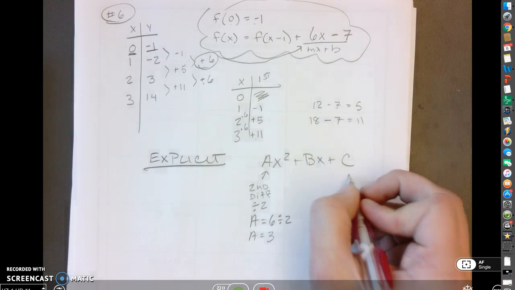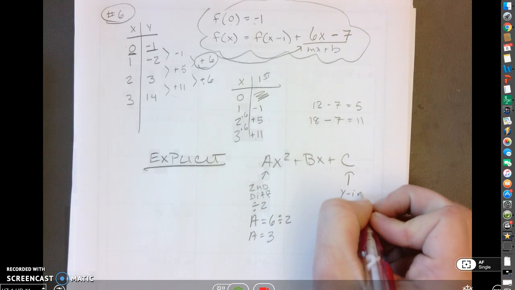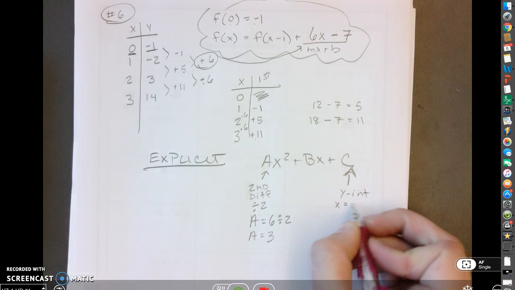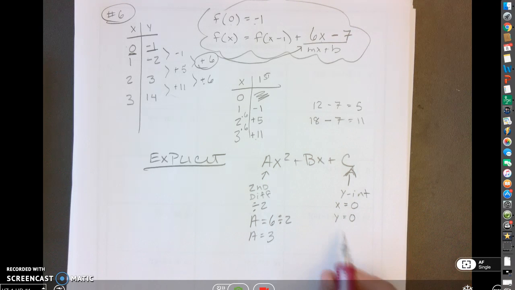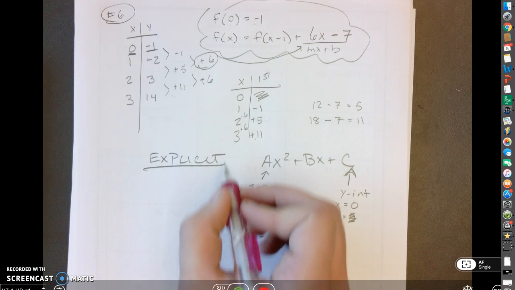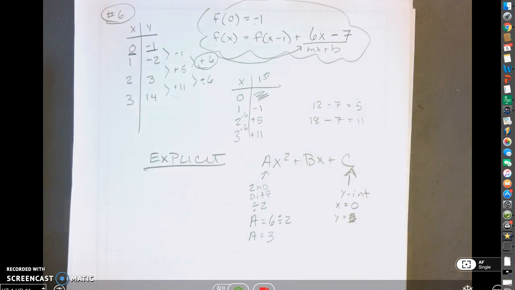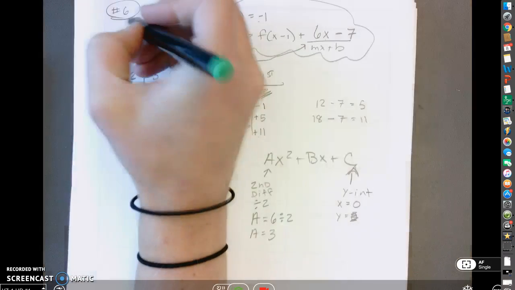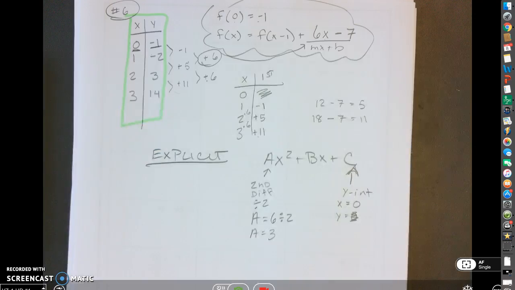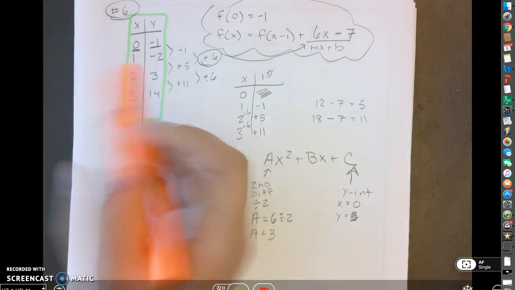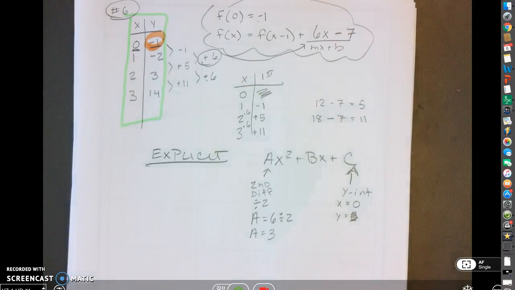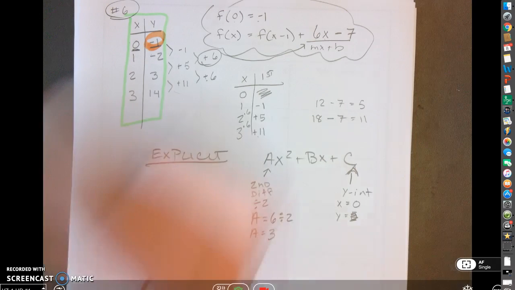Okay? Your c value is always your y-intercept. Your y-intercept, I say x equals 0. What does y equal? Oops, it's not 0. When x equals 0, what's y? So I cruise back up to my table. Here's my original. If you guys are getting confused, it helps to just outline your original table. So when x equals 0, that's right here. What is y? Oh, y is -1. Okay, so that's c. So c is -1.